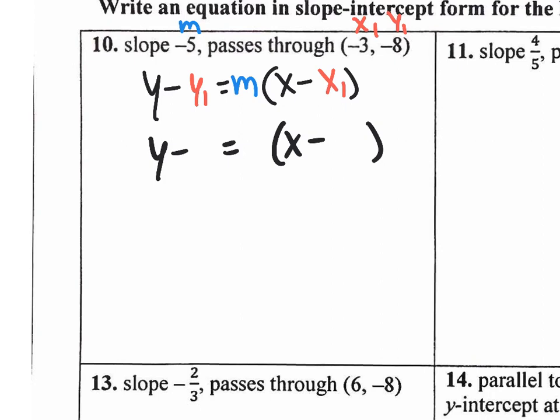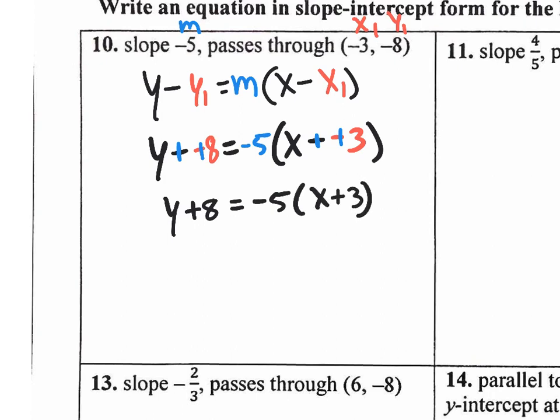And now it's safe to plug in your values. The y1 value is negative 8. The m value is negative 5. The x1 value is negative 3. And don't forget to change the minus minuses to plus plus. So we will have y plus 8 equals negative 5 parentheses x plus 3. So if on Friday's quiz I tell you write your equation in point slope form, this would be it. This is your answer. Okay? If I ask you point slope form.